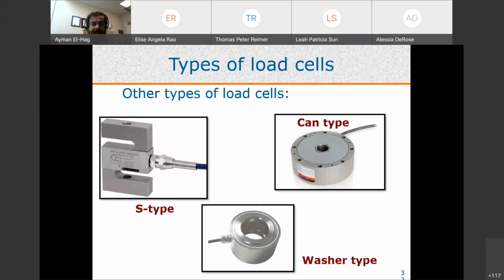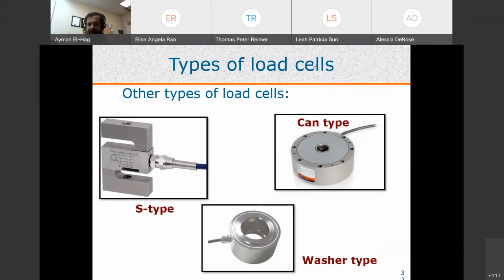Now, how do the strain gauges look physically? We have different types of load cells, and this is how they look. Again, a load cell is nothing but an arrangement of strain gauges. That's what a load cell is. If you look carefully here, this is the Wheatstone bridge. So inside here there is an arrangement of Wheatstone bridge.